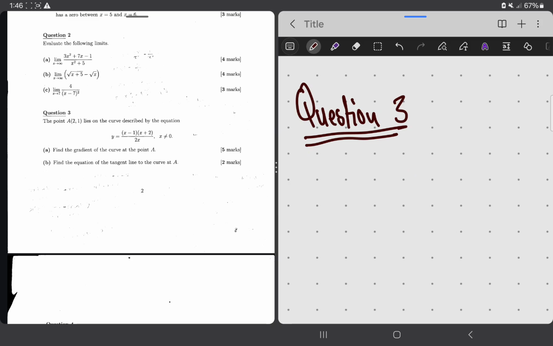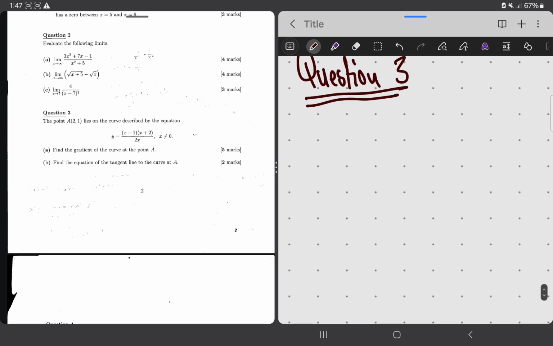Now they said find the gradient of the curve at point A. How easy is this? Find the gradient at a point. What do you do? You differentiate, then you put the x value of that point inside your derivative. That's the easiest way. That's how you get a gradient. Differentiate, my friend, put the x value, then you will know the gradient or m.